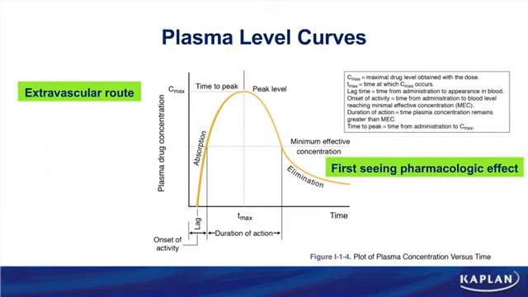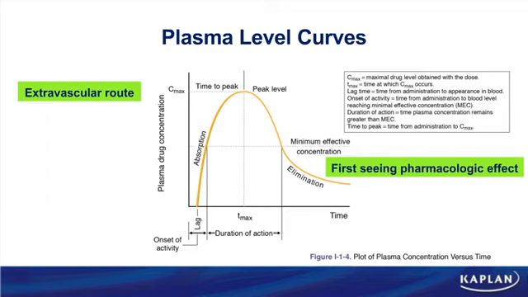Once I've crossed the MEC, in the process of absorption, the drug continues to rise in the plasma. The levels continue to go up until I reach a peak. I reach the peak, and then I begin the process of elimination. And during that process of elimination, plasma levels are going to go down and eventually cross the MEC a second time. So here's our third term. It is duration of action.